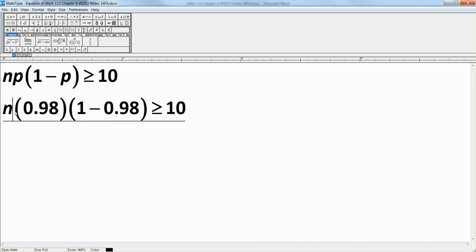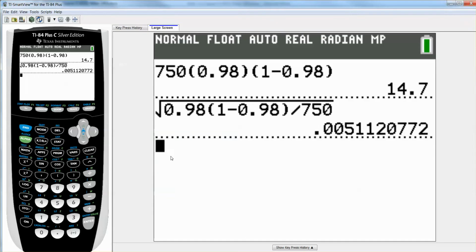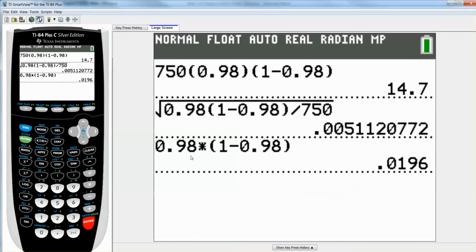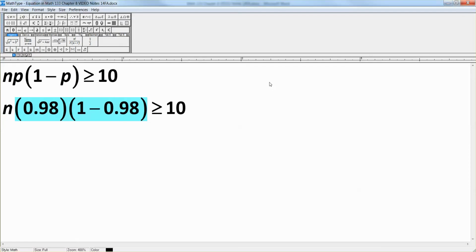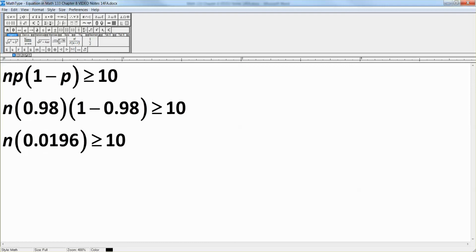So I'm going to grab my calculator. I'm going to find what this number is. 0.98 times 1 minus 0.98. So let's see, 0.98 times, parentheses, 1 minus 0.98. I don't actually need the parentheses or the times symbol in there, but that's all right. So 0.0196. So this is n times 0.0196 is greater than or equal to 10.